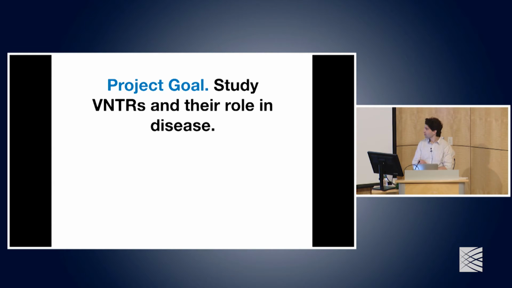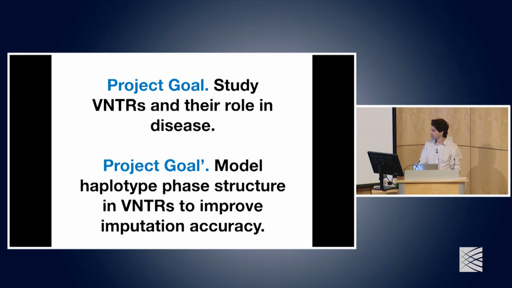So returning to our project goal, which I'll remind you was to study VNTRs across the genome and assess their role in disease. To build on these works of Zekavad et al. and Hansaker et al., what we're going to do is seek to model the haplotype phase structure in VNTRs, incorporate this additional structure to improve imputation accuracy.